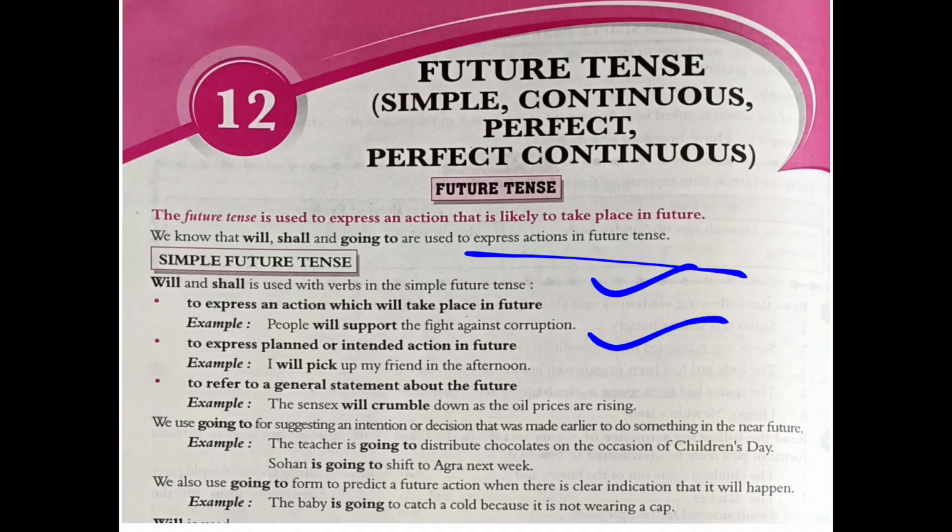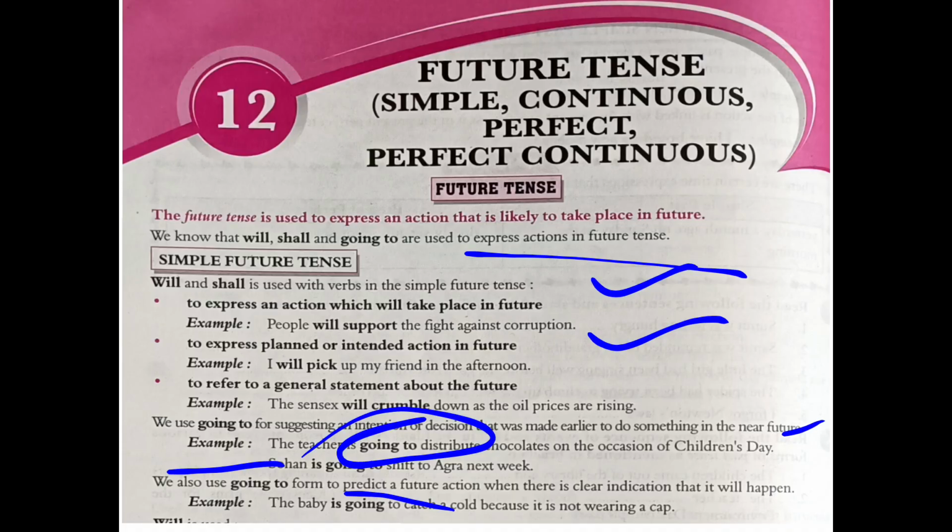Third, to refer to a general statement about the future. We use going to for suggesting an intention or decision that was made earlier to do something in the near future. For example, the teacher is going to distribute chocolates on the occasion of Children's Day. Here is going to is telling about future happenings. Okay? It has not yet happened, but yes, it will take place somewhere in future. Like Sohan is going to shift to Agra next week. He hasn't shifted yet, but yes, he will shift to Agra next week.